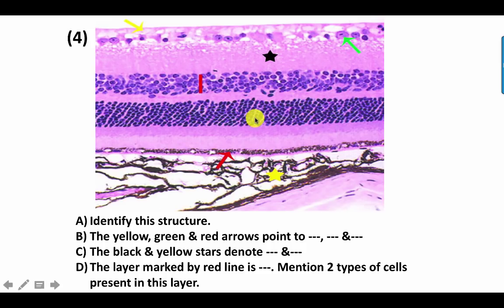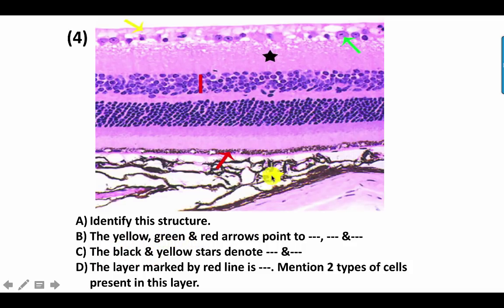Now we have 3 layers of nuclei. One row, many rows, many rows. So this is the retina. Now here we are lucky because we have the pigmented choroid, so we can see the arrangement starting from the choroid. This is the retina, first question, the yellow, green, red arrows.